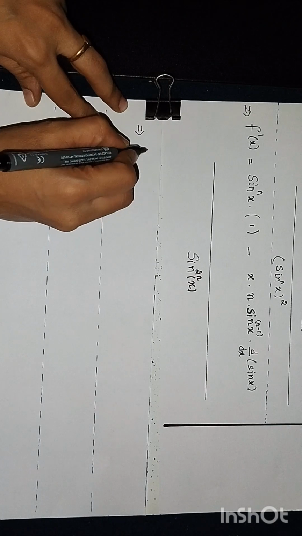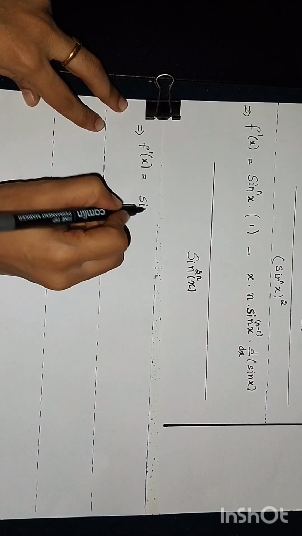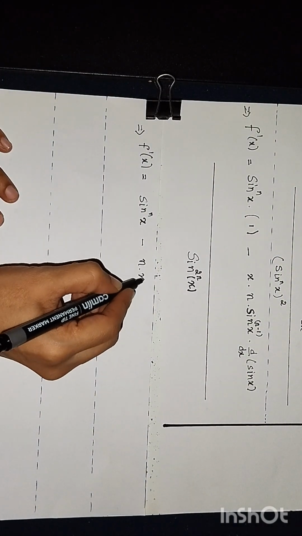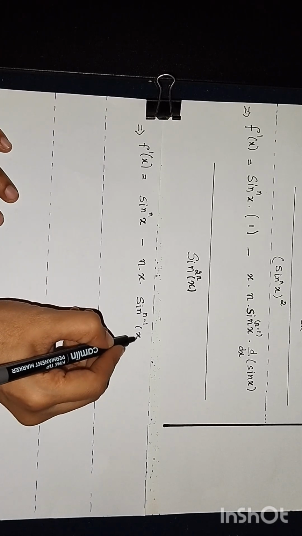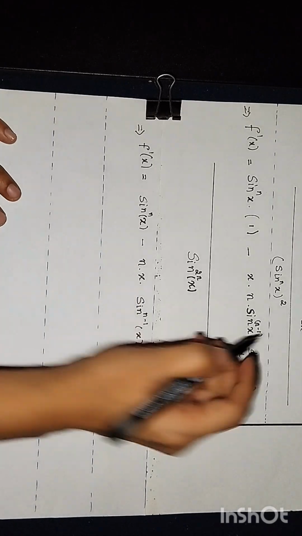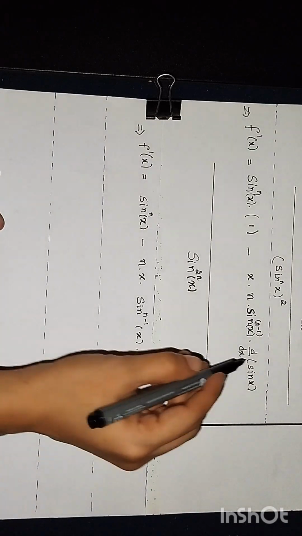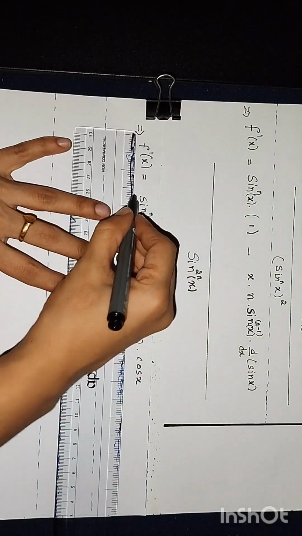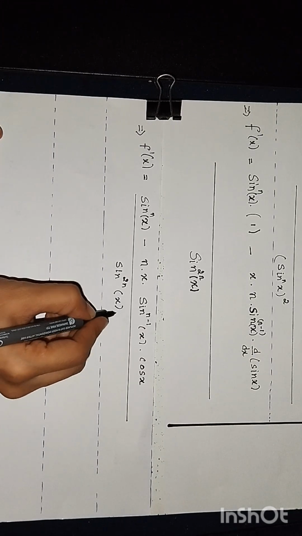Now this implies f dash of x is equal to, here you will get sine to the power n x minus n into x into sine to the power n minus 1 x. We'll put the brackets to avoid the confusion. Here also we'll put the brackets. Then the derivative of sine x is cos x. In the denominator it is sine to the power 2n x.